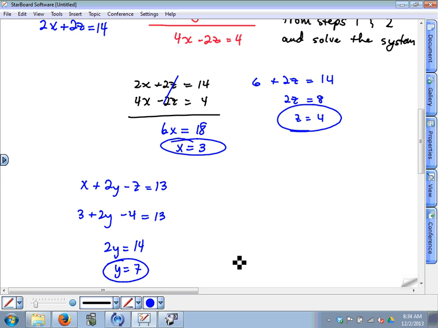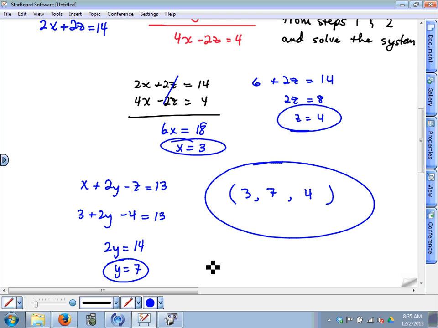Here's how I'd like you to represent your solution, and I'm going to be strict on this on the test, so I don't have to search around an entire page to find your variables. You need to put it in the form of an ordered triple. 3, 7, 4.